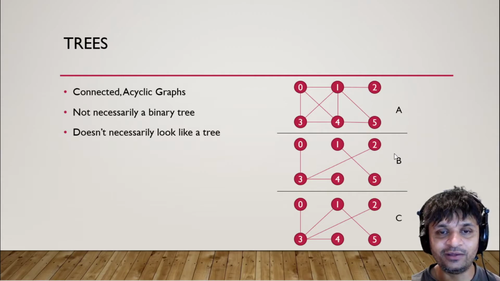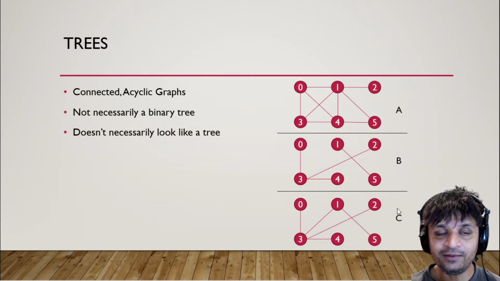Is B a tree? Well, if I look at B, I can't see any cycles, so it's certainly acyclic. There's no way to construct those sort of circular paths, right? But is it connected? Can I get from any vertex to any other vertex? Let's take, for example, vertex 2 and vertex 5. Is there a way for me to construct a path from vertex 2 to vertex 5? No, there isn't really. So B is not connected, okay?